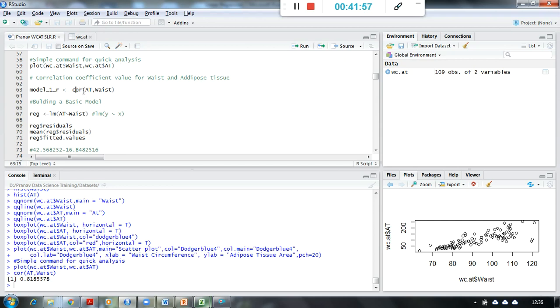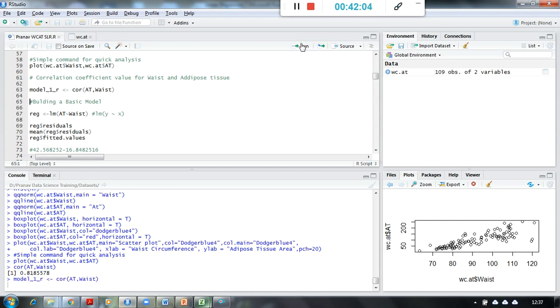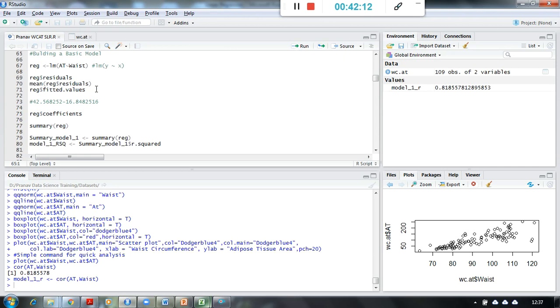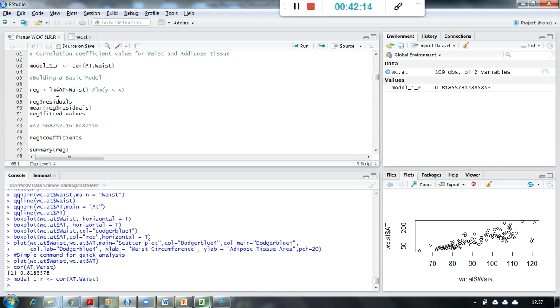So what I'm doing over here is I'm storing this value in a variable called model1 small r value, right? So I have stored it. You can see over here in the global environment it is available. Okay, so this is my small r value for the model 1 which I am going to build.